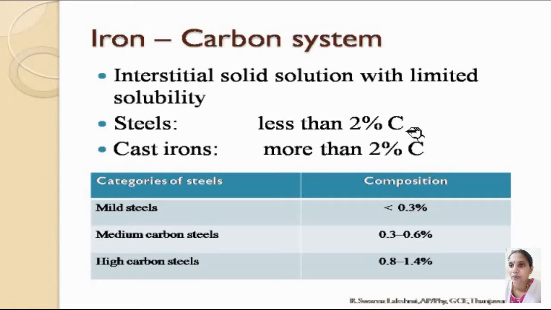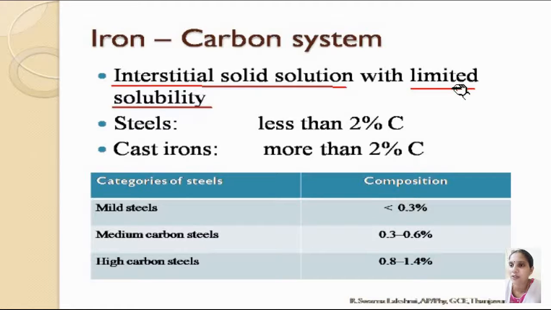Iron-carbon system. Iron-carbon system is a solid solution with limited solubility, interstitial solid solution. This is because iron exhibits either a body-centered cubic BCC structure or a face-centered cubic FCC structure. The carbon atom sits in the voids in the crystal structure of iron. Hence the name interstitial solid solution.